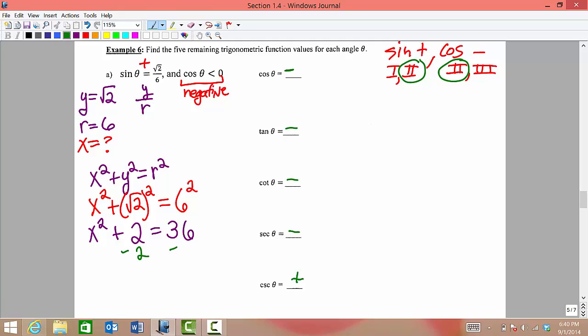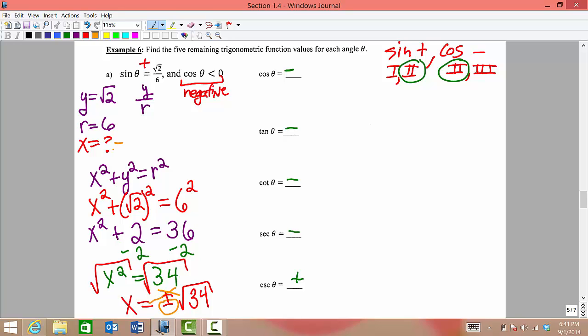If I subtract 2 from both sides, we find that x squared is equal to 34, and when we take the square root, we end up with plus or minus the square root of 34. Now, is it plus or is it minus? Well, we are living in quadrant 2, and in quadrant 2, x is negative. So we know that x is equal to negative square root of 34.